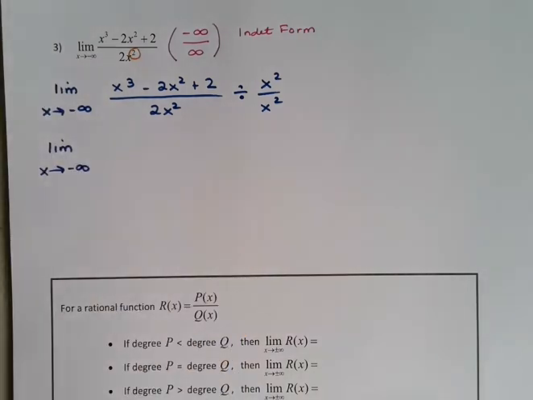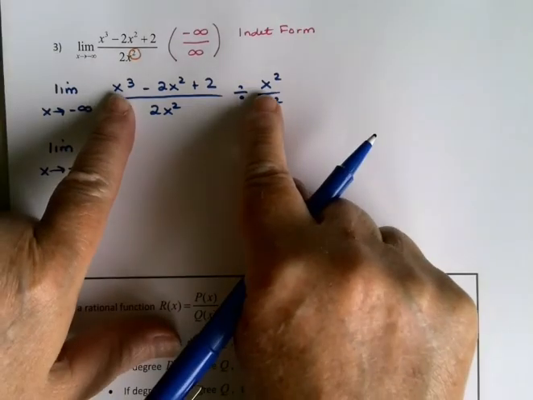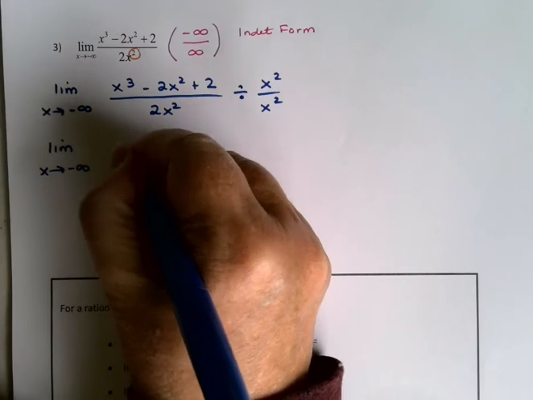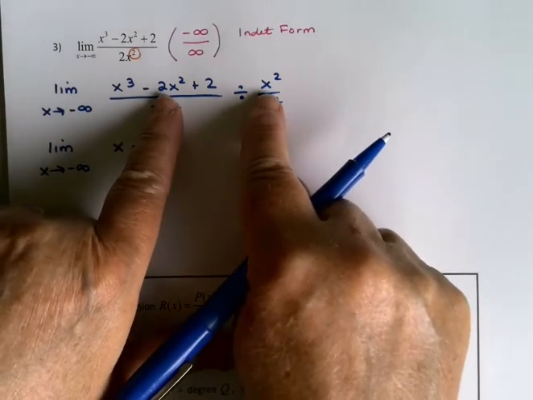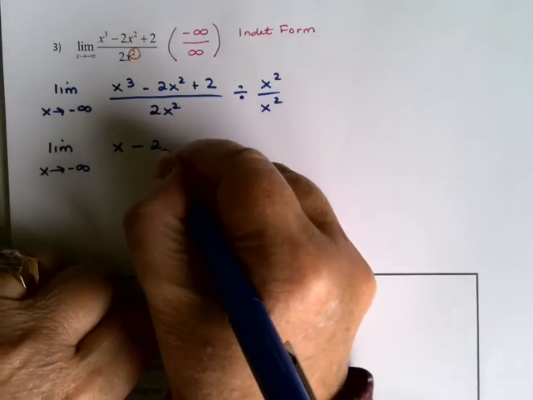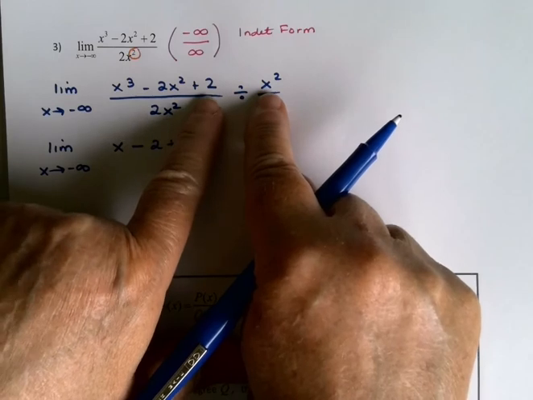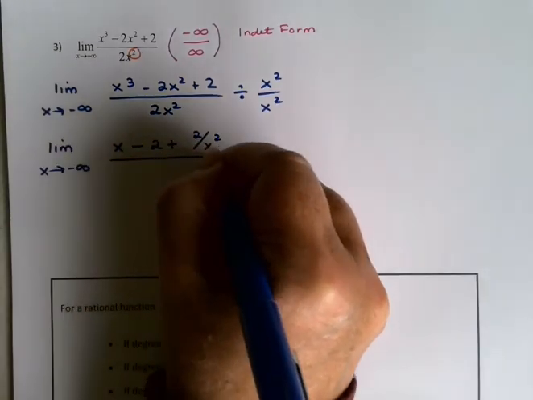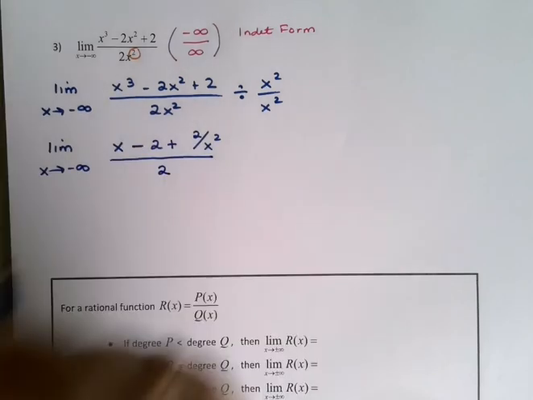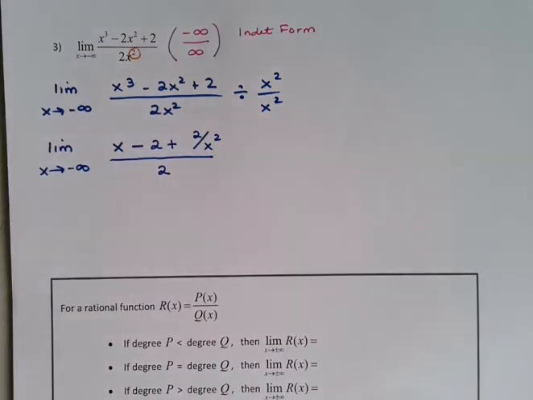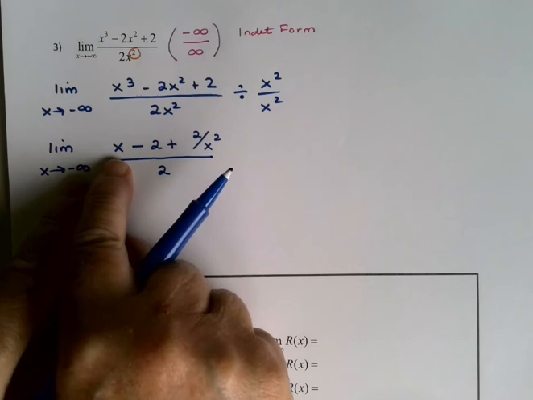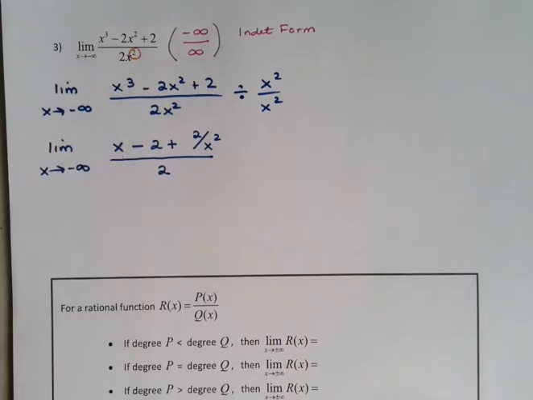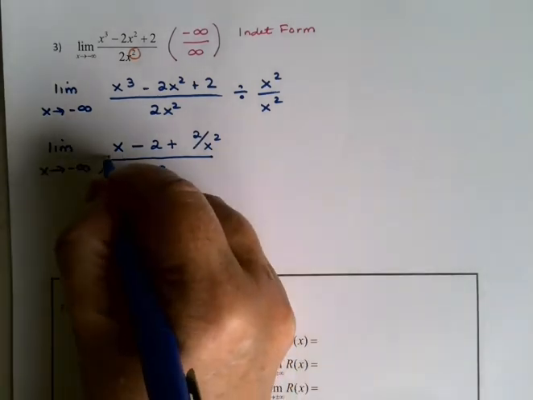All right, so what have I got this time? That's going to give me x to the first minus just 2 plus 2 over x squared. Bottom's just going to be 2. So this time, I still have an x in here. As x goes to infinity, I'm just going to kind of write that x as negative infinity.